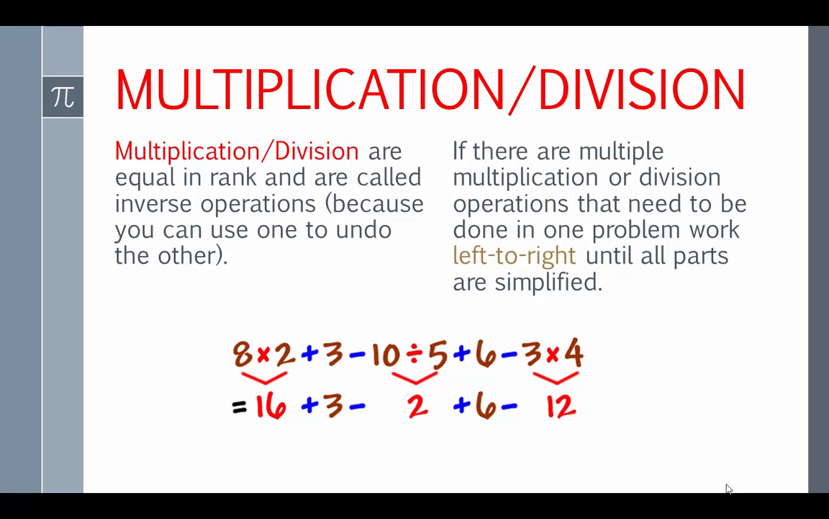Multiplication and division. Again, they are equal in rank. So you just start from the leftmost multiplication or division piece and start working to the right. In the case of the example on the screen, you would do the 8 times 2 first, then do the 10 divided by 5, and then finally do the 3 times 4.